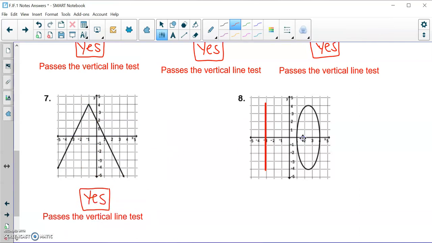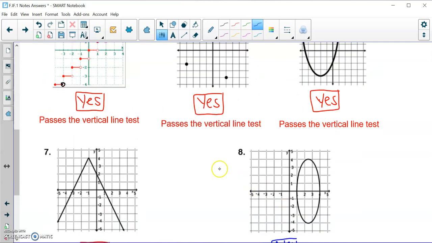And then number 8, this oval graph, nope, it's hitting 2 points at every single point on that graph. So this would be no. It fails the vertical line test.